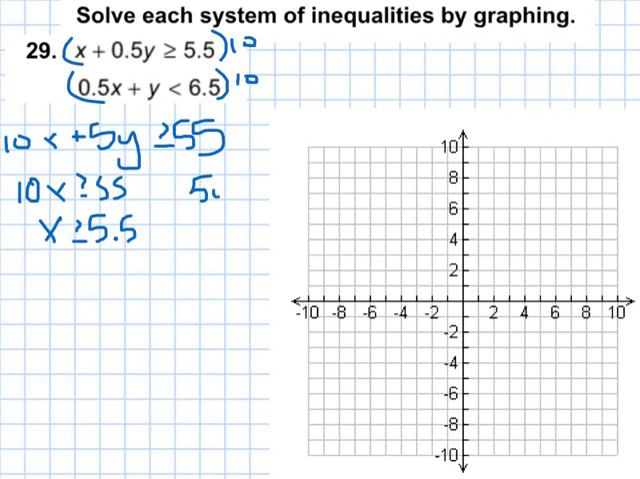Next, 5y is greater than or equal to 55. So y is greater than or equal to 11. So x is at 5.5, so I'll put a dot right about there. Y is 11, so there'll be a dot about there, and then we connect them. It's an or equal to, so it's going to be a solid line.